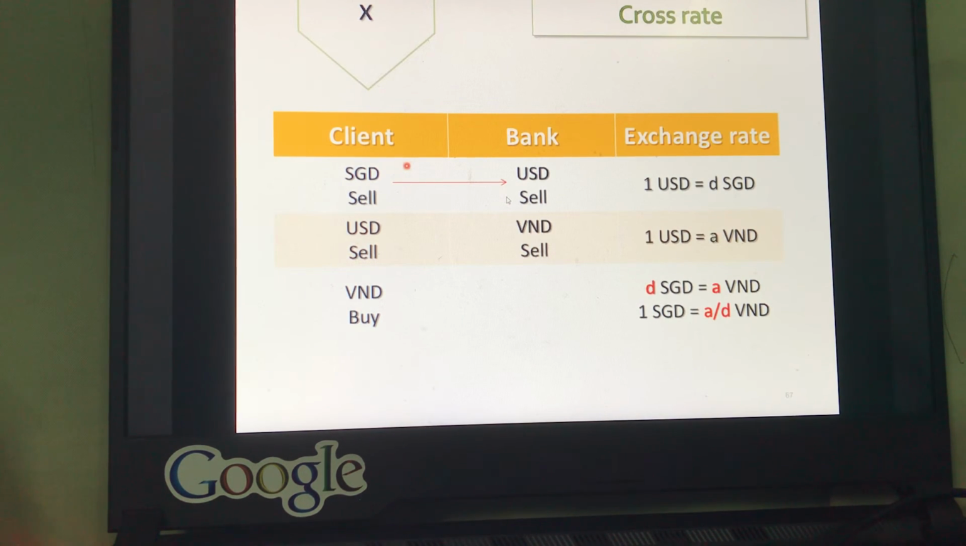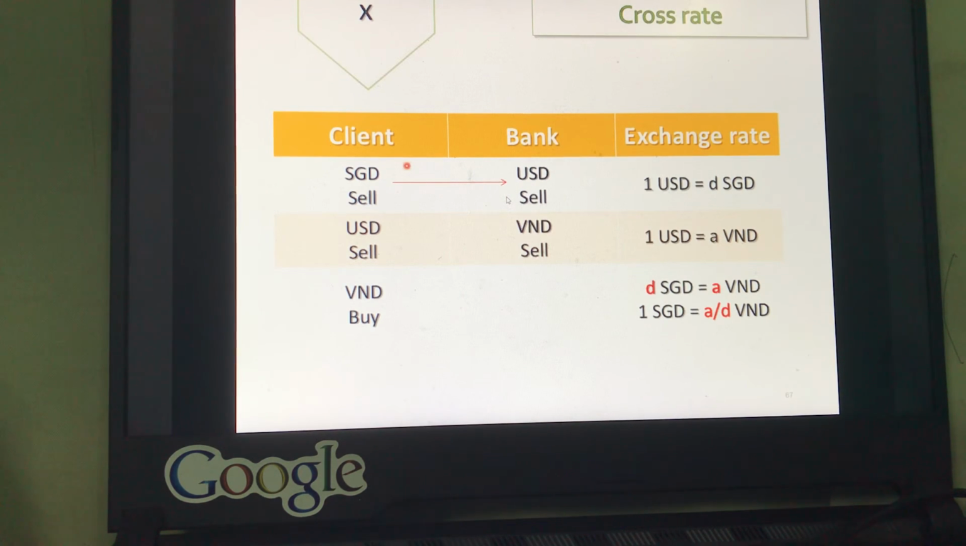When the client sells the SGD to the bank, in return the bank will pay the client the USD. In other words, the bank will sell the USD to the client. In the exchange rate of the USD against SGD, USD is the commodity currency, and in this transaction the bank sells the commodity currency, so we apply the offer rate in the exchange rate of the USD against the Singapore dollar.